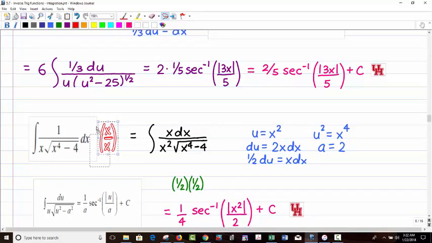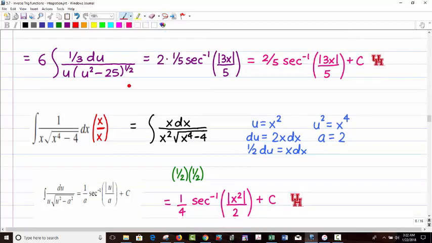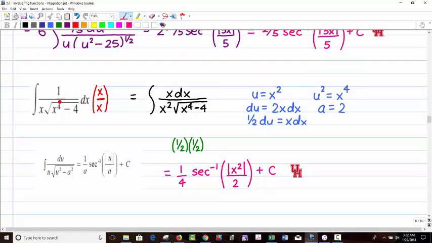I'll move this over a little bit. Now this one's a different kind of problem. u pretty much has to be x squared here, because that way when you square it, you get x to the fourth. But when you take the derivative of x squared, you get 2x dx. There's no x on top. All right, we can fix that.